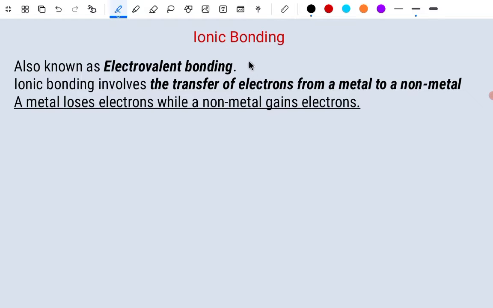And then there are two types of bonding. The other one is called covalent bonding, which we're going to look at in our next video. But in this video I just want us to focus on ionic bonding.